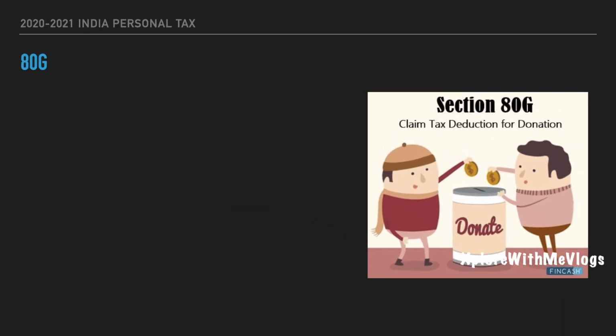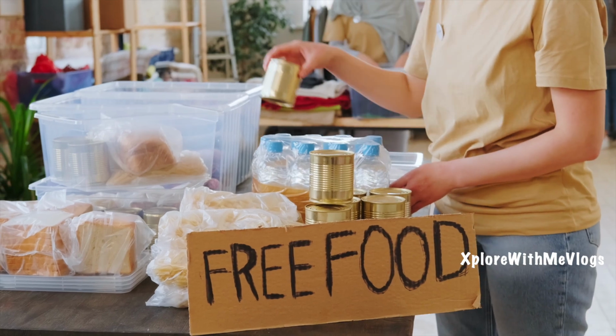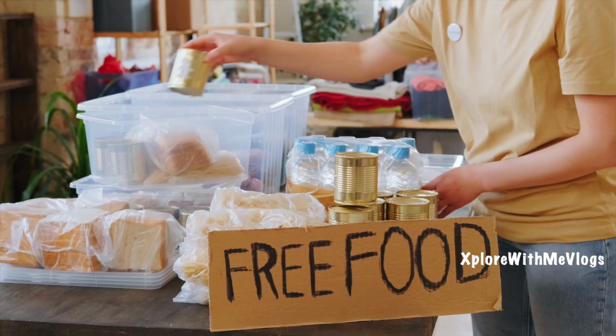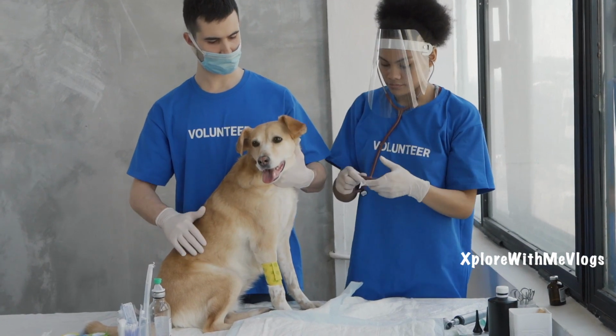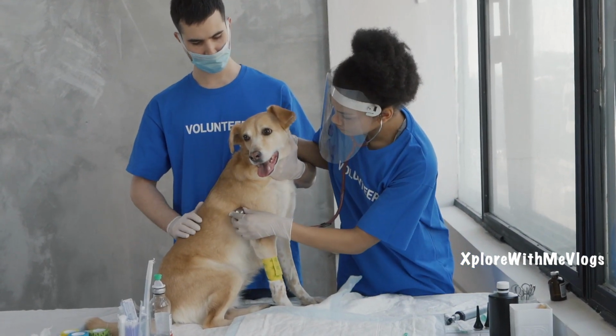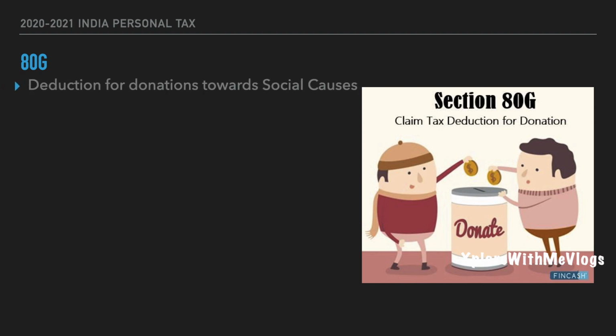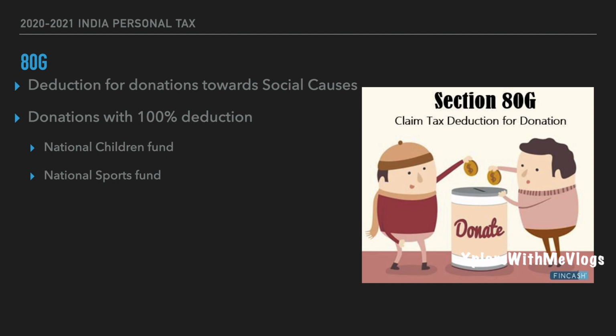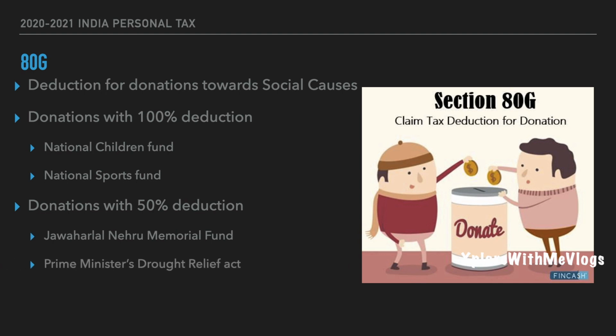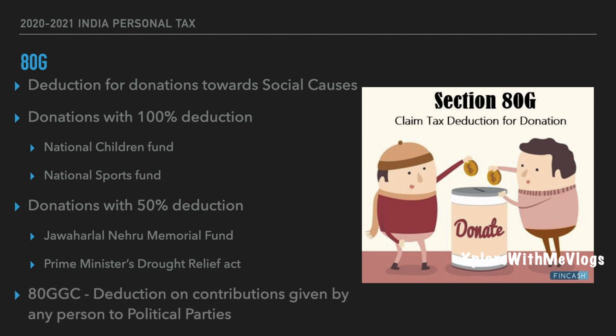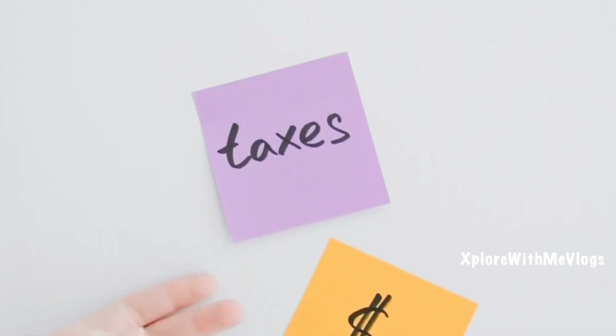The various donations specified in Section 80G are eligible for deduction up to either 100% or 50% with or without restriction. From financial year 2017-18, any donations made in cash exceeding 2,000 rupees will not be allowed as deduction. The donations above 2,000 rupees should be made in any mode other than cash to qualify for 80G deduction. Also, deduction under Section 80GGC is allowed to an individual taxpayer for any amount contributed to a political party or an electoral trust.